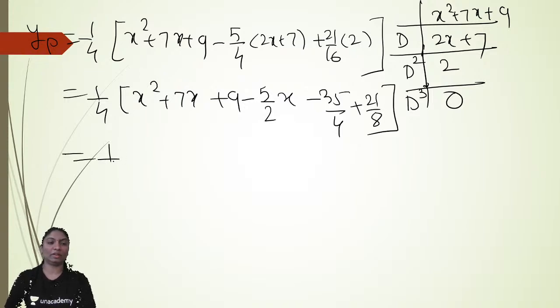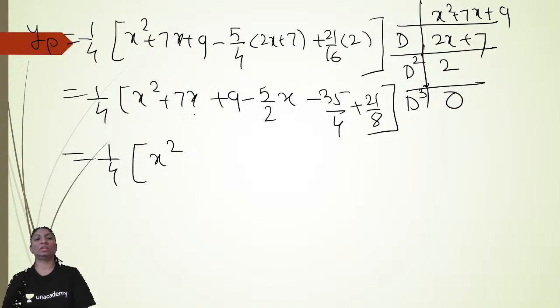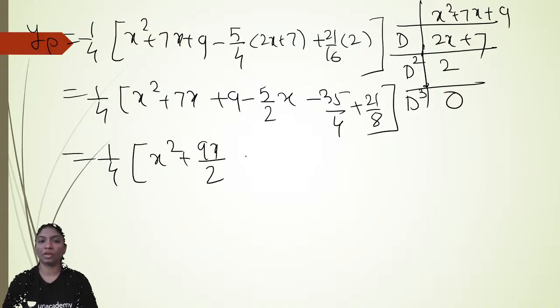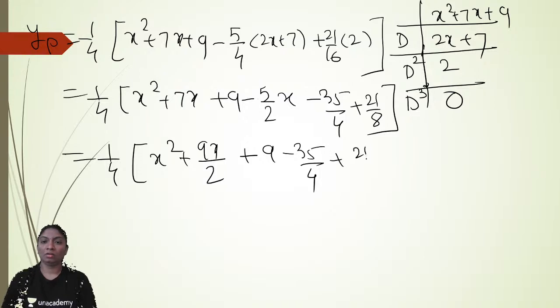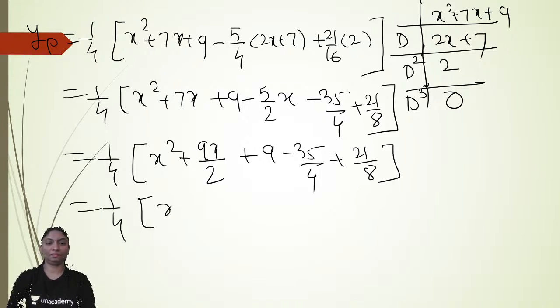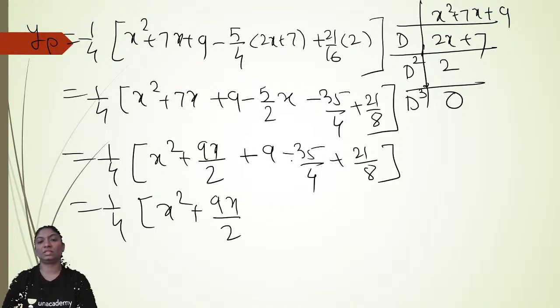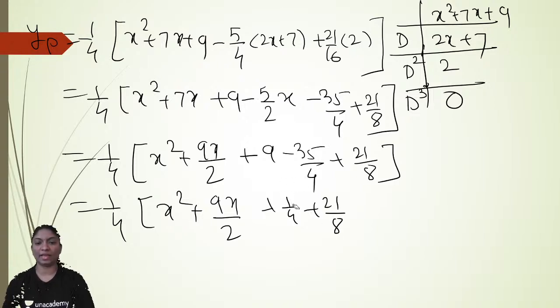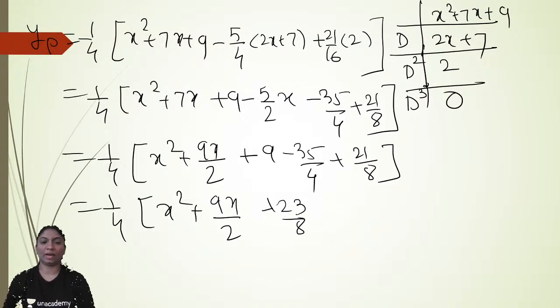Okay, so ultimately we will get 1 by 4 into bracket x square, here minus 5 by 2x and here 7x, so 14x minus 5x, so plus 9x by 2. Okay, plus 9, minus 35 by 4 plus 21 by 8. So 1 by 4 x square plus 9x by 2, 36 minus 35, that is 1 by 4 plus 21 by 8. So here I can write 23 by 8 directly. Okay, so 23 by 8, this is your yp.